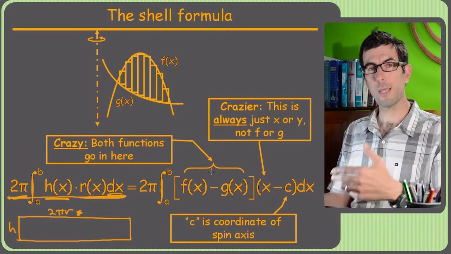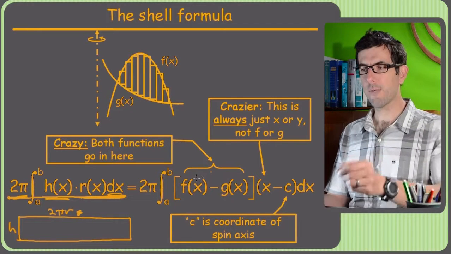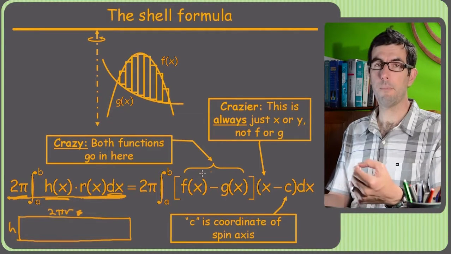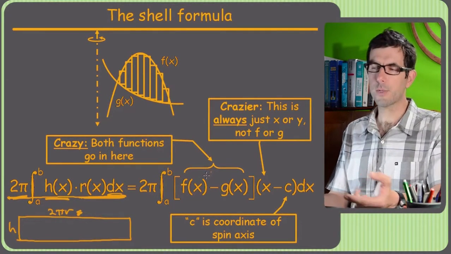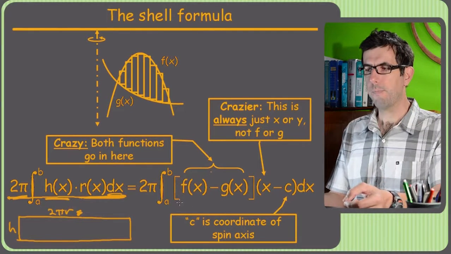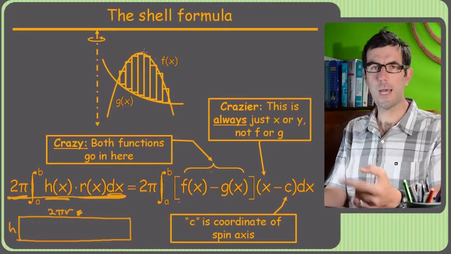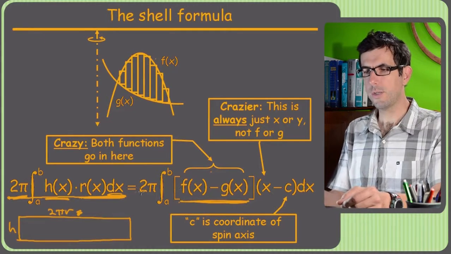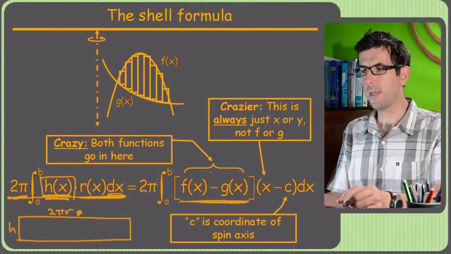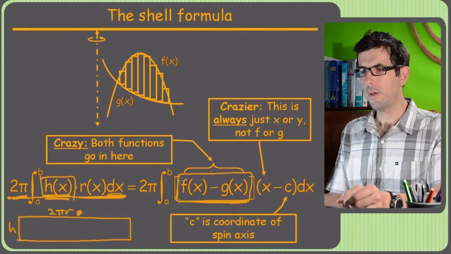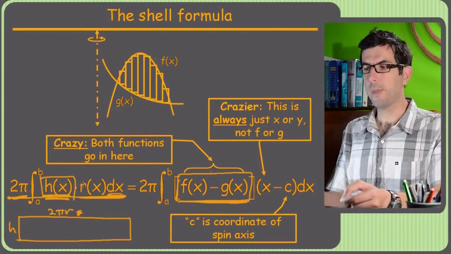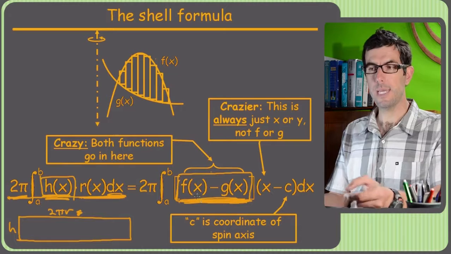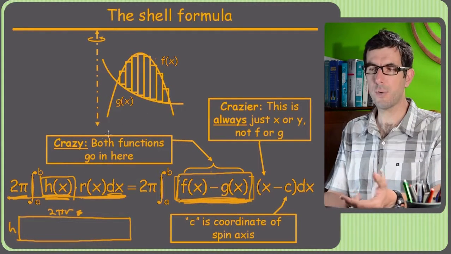But here's where things get either really complicated or really simple, depending on if you look at it right. Here's what's different about this from the washer method. In the washer method, we had r squareds and stuff. But on this, both your functions, both f and g, the top and bottom two curves that create the region, they both go in h. So you see how we replaced h right here with this thing right here? Of our two letters, h and r, both our functions, g and f, both went into h. And that's just the height of each little rectangle. So h stands for height.